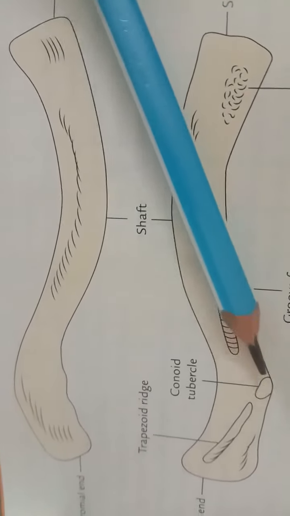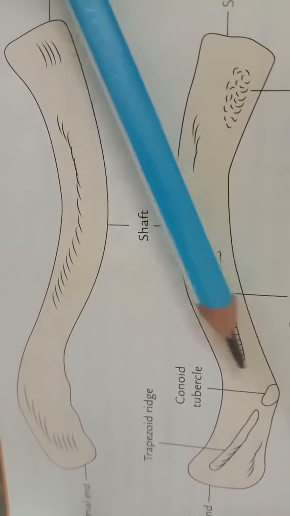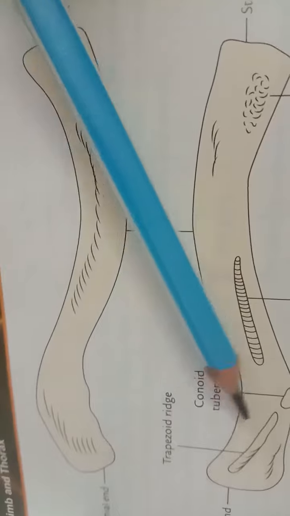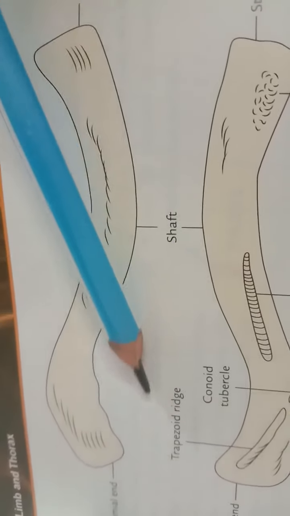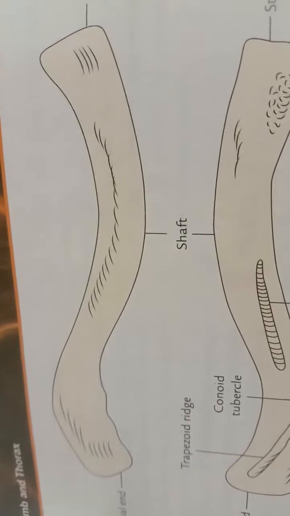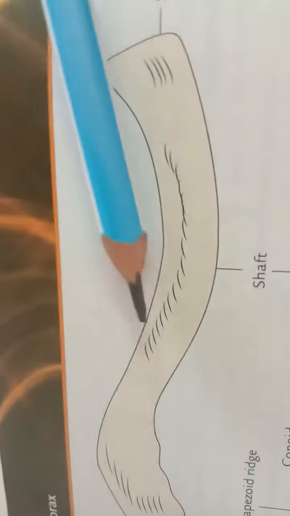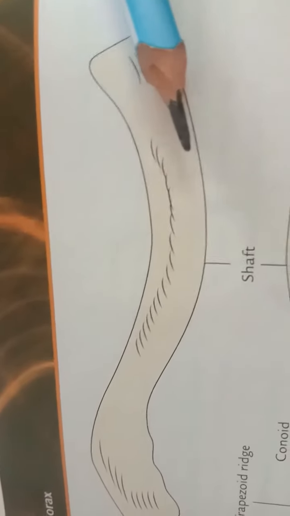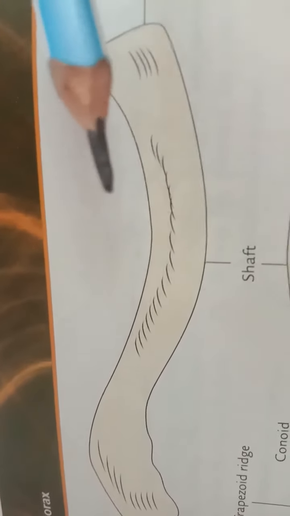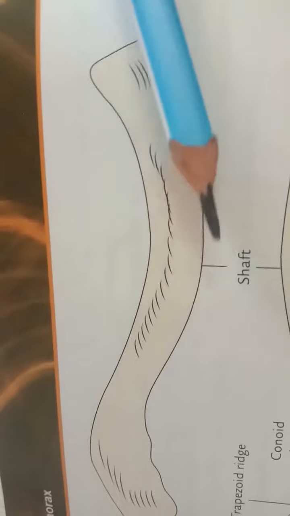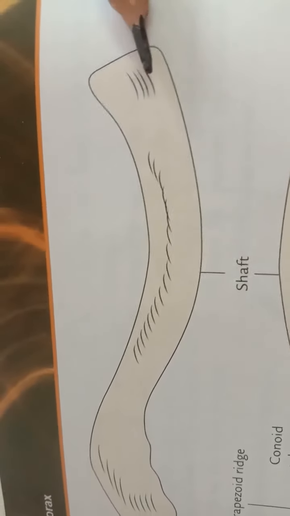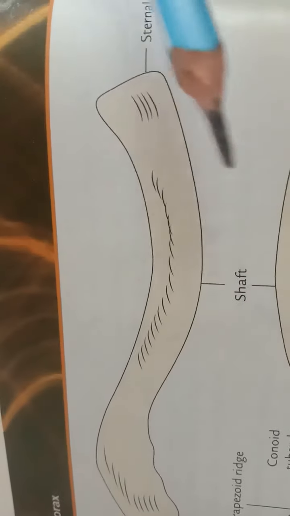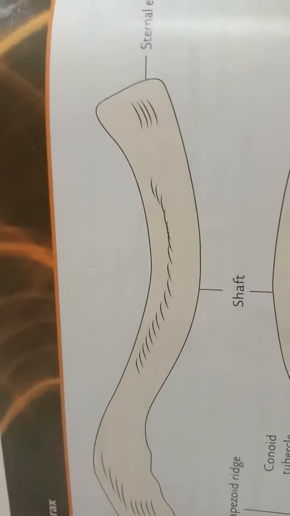Here you can see the inferior surface, and it shows the conoid tubercle, and lateral to it there is a ridge called the trapezoid ridge. Then the medial two-thirds of the shaft is rounded and has four surfaces: the anterior surface, the posterior surface, the superior surface, and below it the inferior surface.